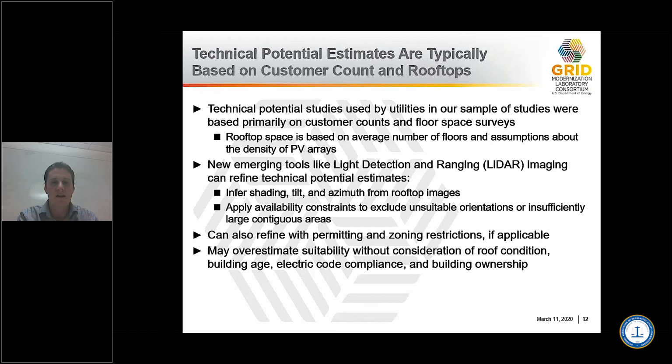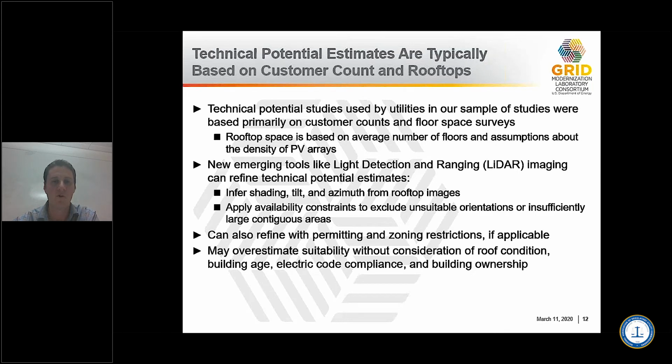So when we talk about technical potential, as I mentioned, this is typically based on customer counts and rooftops. So this is a fairly common step that utilities use, but the way that they estimate technical potential can vary in its approach and sophistication. So many are basing it on number of customer counts and average floor space, but there are some really fascinating methods. For example, using LiDAR data, which is a type of aerial imagery, to actually image the roofs. And this can improve the technical potential estimate by understanding how roofs are differently shaded, their tilts, their azimuths.